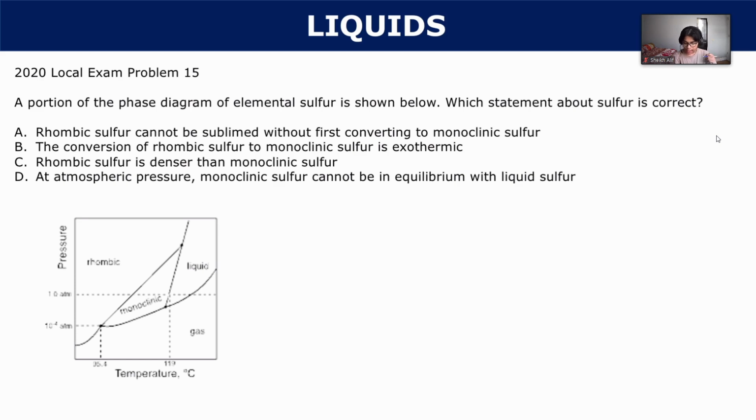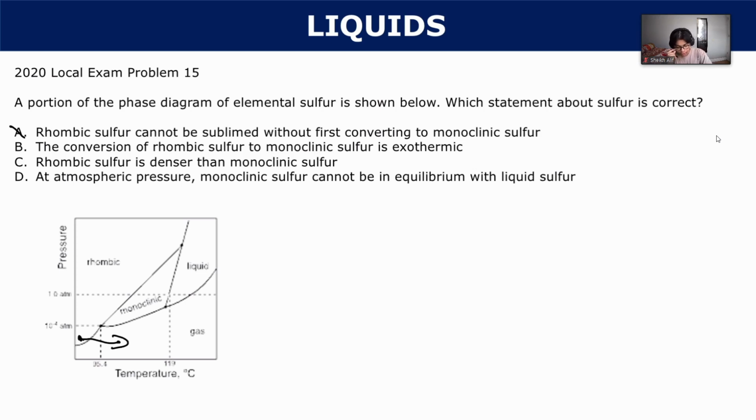Okay, next. A portion of the gas phase diagram of elemental sulfur is shown below. What statement about sulfur is correct? Okay, let's go through these. Rhombic sulfur cannot be sublimed without first converting to monoclinic sulfur. Sublimed means solid to gas. So we have a rhombic sulfur right here, and we can sublime it into a gas. At low pressure, we can just increase temperature, and that'll sublime it. So this is not true.